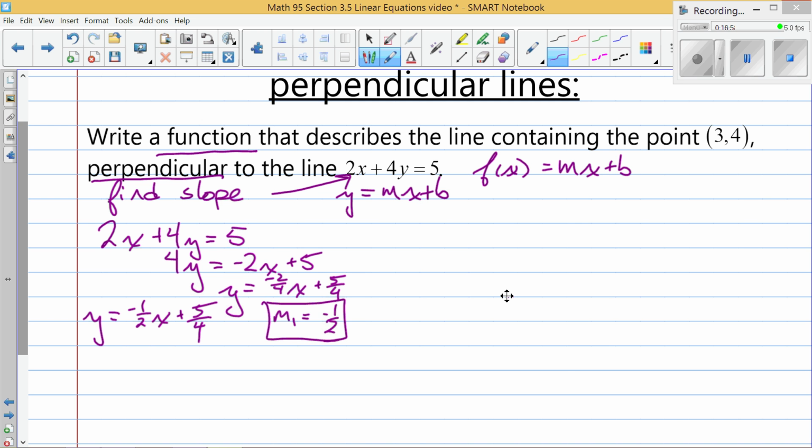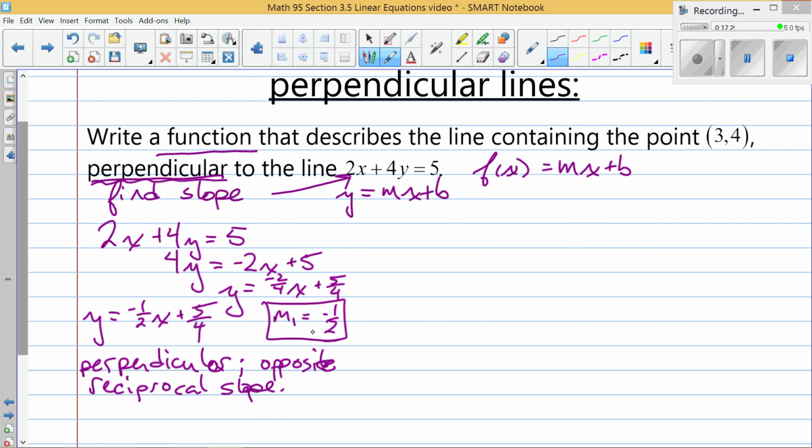Something that I know is that I want the perpendicular slope. Perpendicular means I need to find the opposite reciprocal slope.